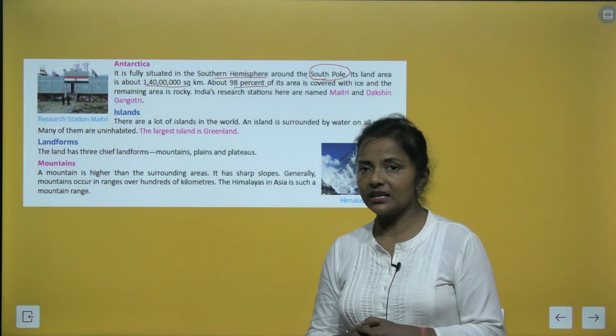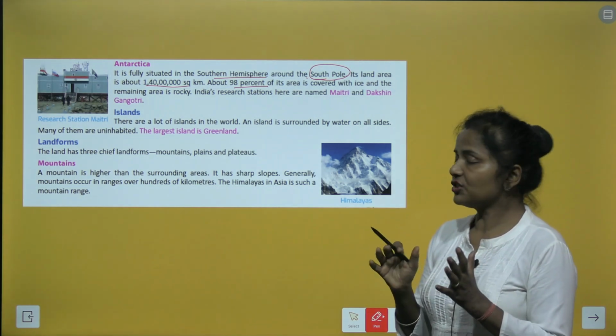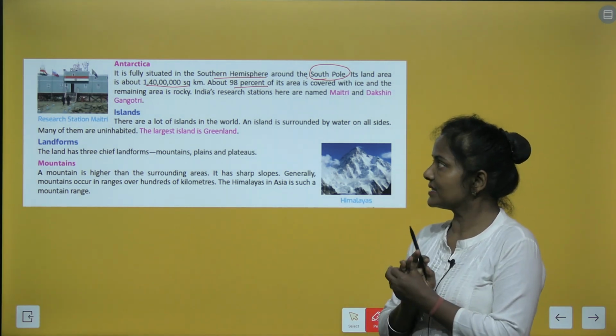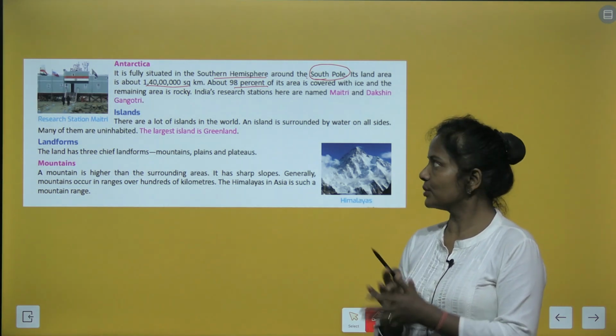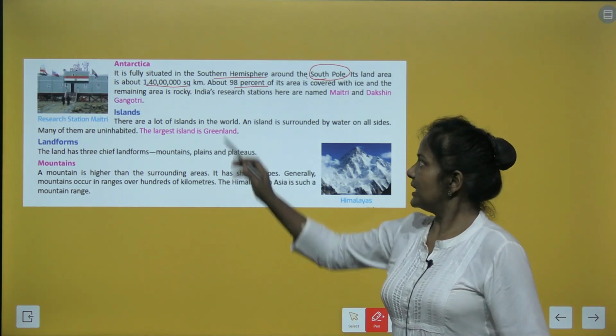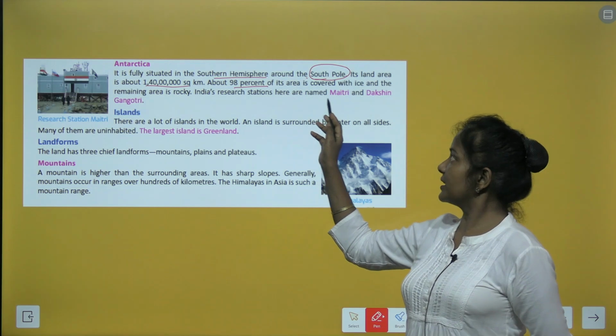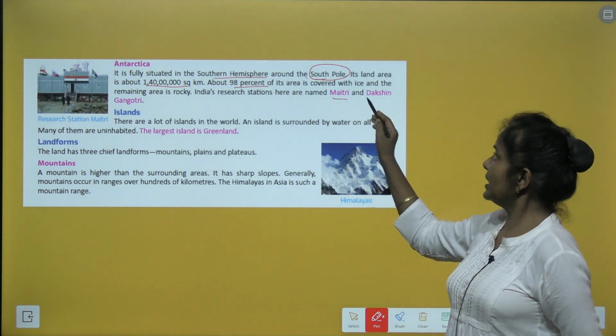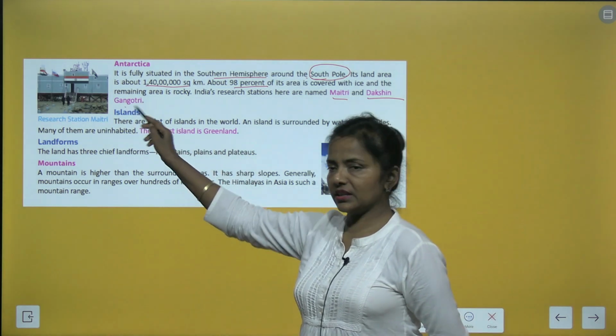अभी जो Antarctica है इसका 98% जो है एरिया वो किससे कवर्ड है? आइस से, और बाकी का जो एरिया है वो रॉकी है. India's research stations here are named. अब यहाँ पे जो इंडिया के रिसर्च स्टेशंस हैं उनका नाम है मैत्री एंड दक्षिण गंगोत्री.